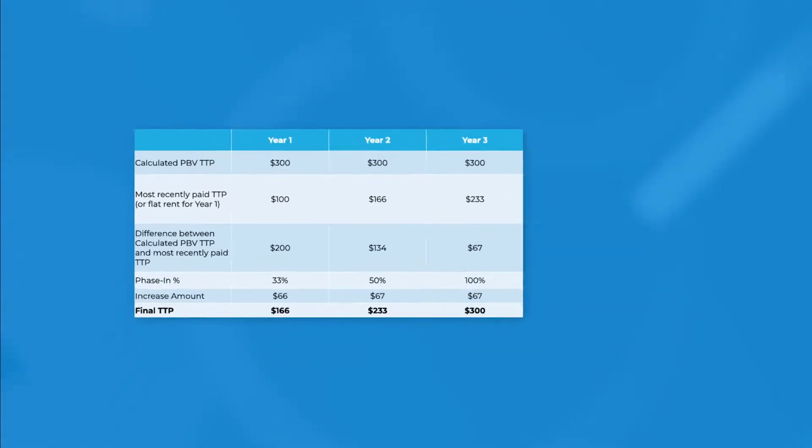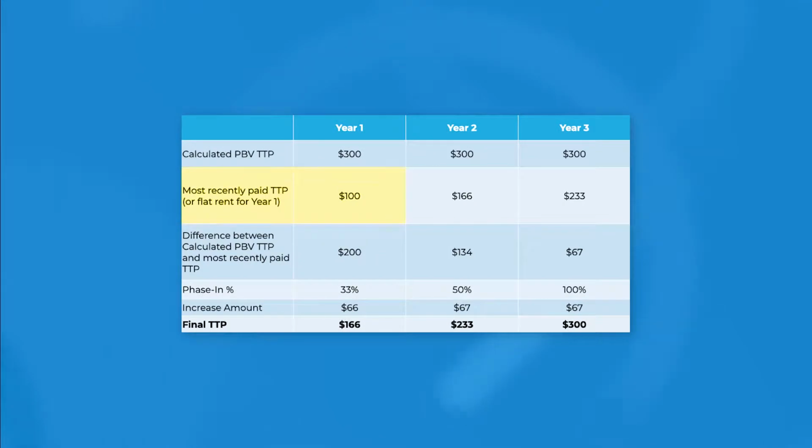Example: 3-year phase-in. The family continues paying the most recently paid TTP until the first recertification, year 1, at which point the phase-in begins. If you have a 3-year phase-in period, the family will pay $166 in year 1, starting with the first recertification, then $233 in year 2, and then the full $300 in year 3.